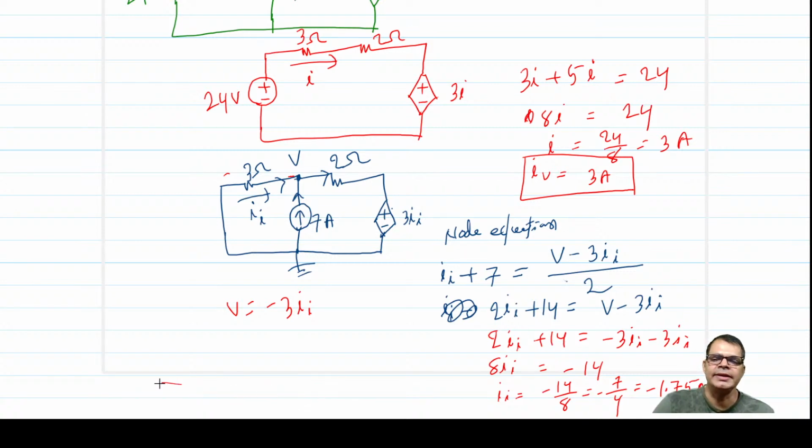And the total current, when both independent sources, that is 7 ampere and 24 volt, are active, you need to add algebraically. So I due to the voltage source plus I due to the current source. Due to the voltage source it is 3 ampere, and due to the current source it is minus 1.75. So 1.25 ampere. This is the answer.